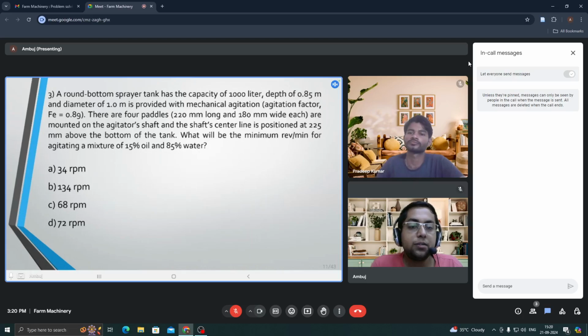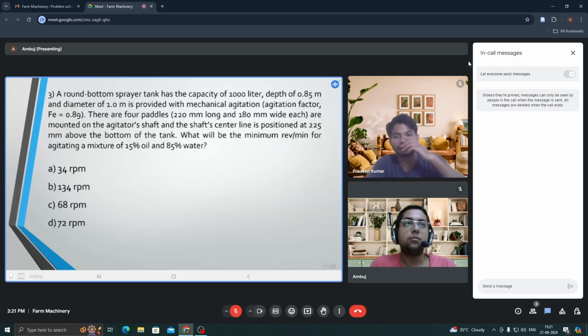And the agitation factor has been given as 0.89. Four pedals are there, which are 220 millimeters long, 180 millimeters wide. They are mounted on the agitator shaft, and the shaft center line is positioned at 225 millimeters above the bottom of the tank. What would be the minimum revolution per minute for agitating a mixture having 15% oil and 85% water? The last two things have got no role in this particular question. The mixture can be anything, but you have to apply the empirical formula and calculate the minimum revolution per minute.